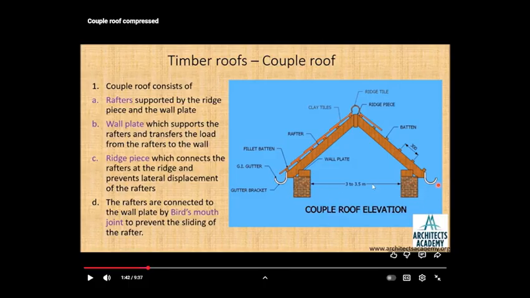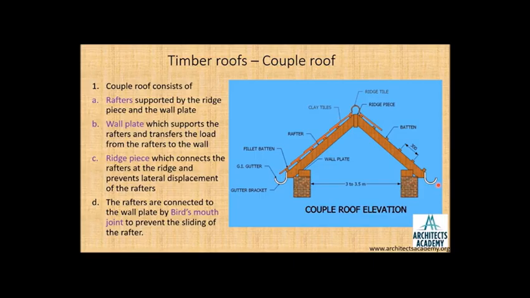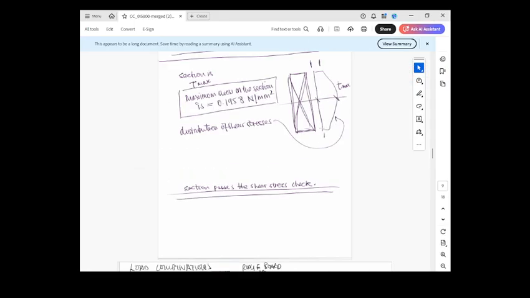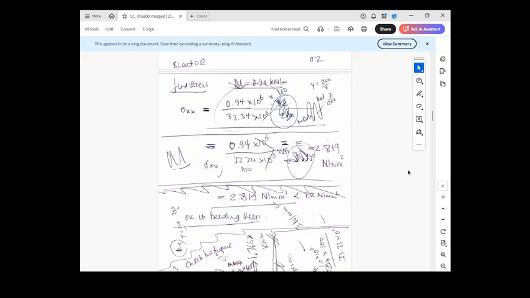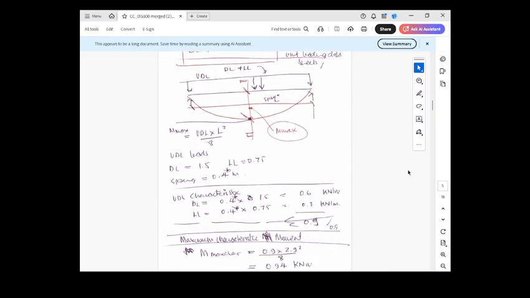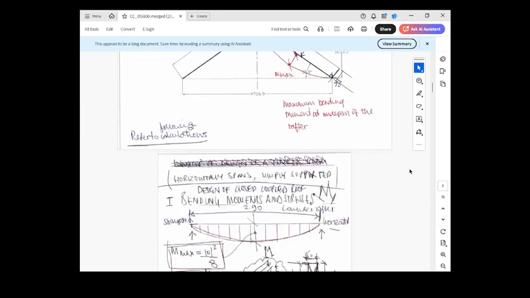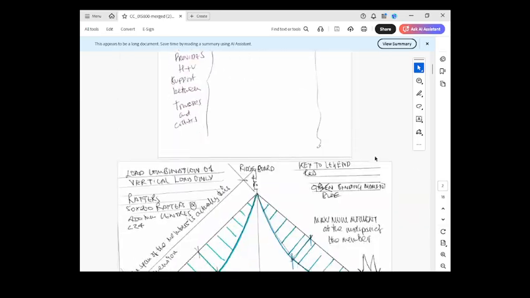So we've got a span of 3 to 3.5 meters, and the other parts of it are the ridge board. Sometimes you can have a ridge piece with clay tiles, rafters, and battens, at 300 centers. So now we can go to my diagrams. We're starting with the bending moment diagram.